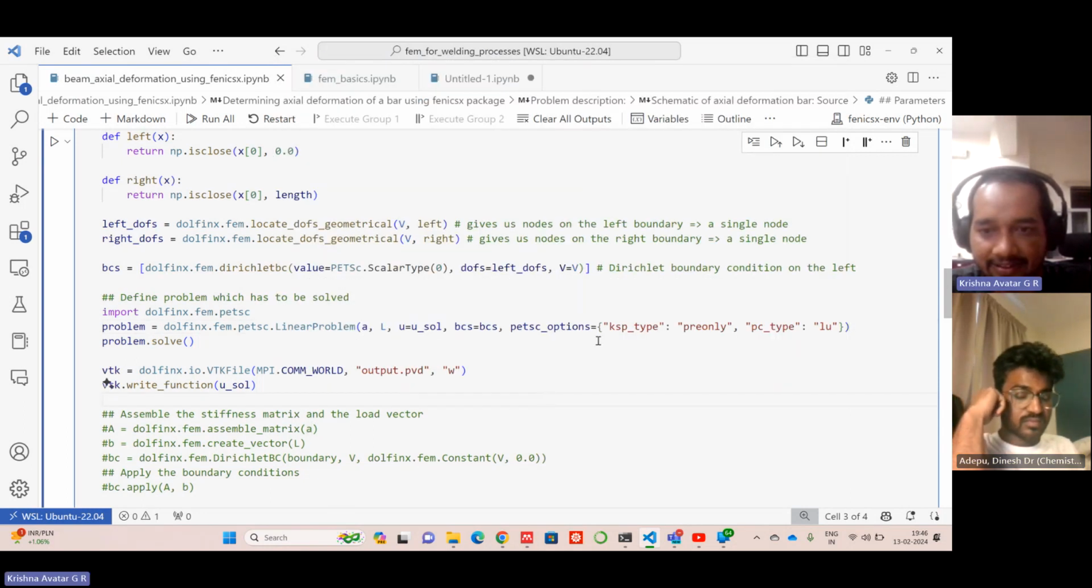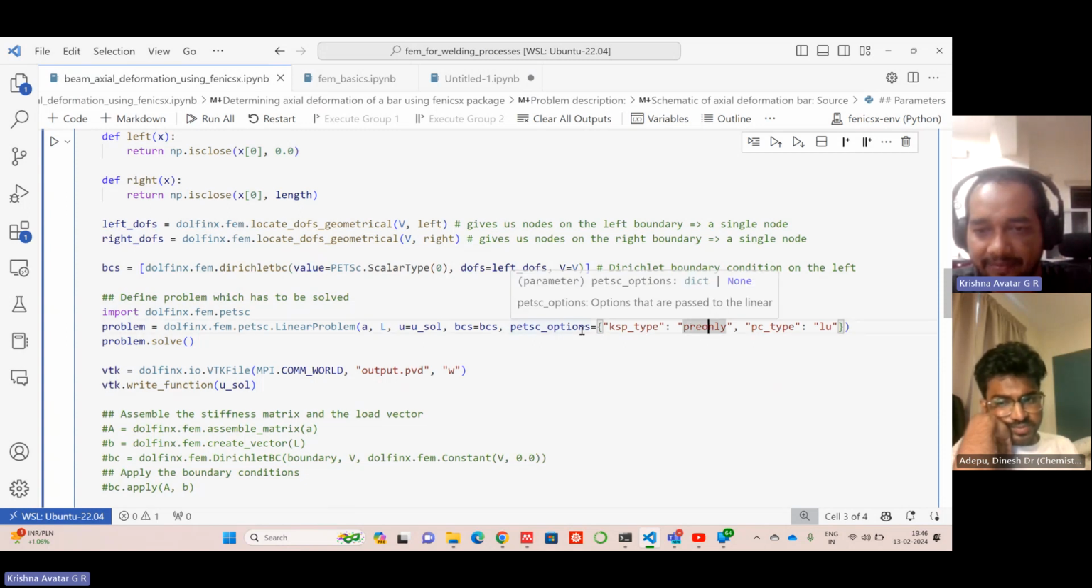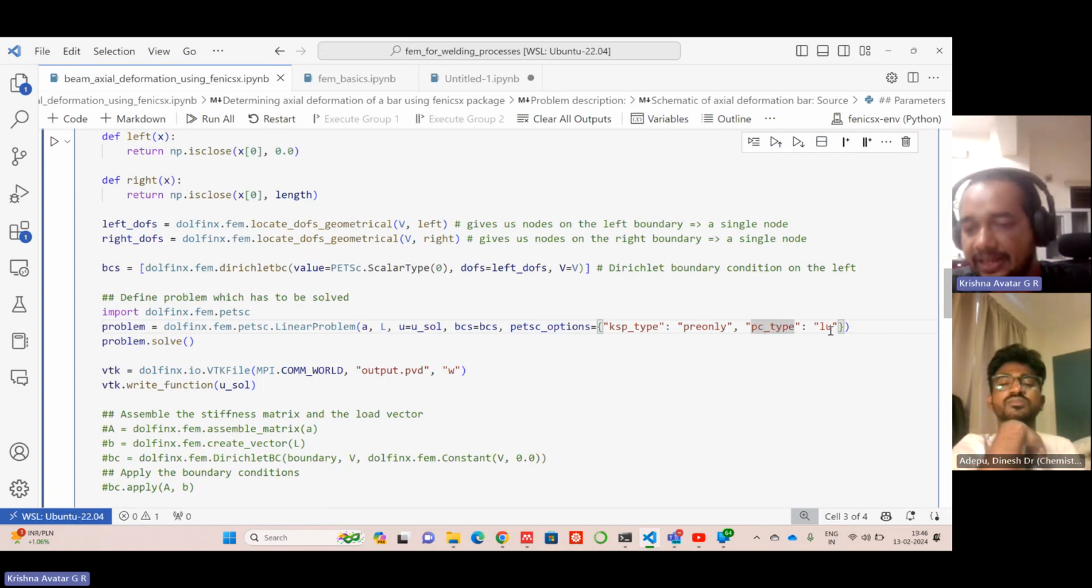And let's see here. So PETSc options: KSP type is preconditioner. I don't understand, I still have to look at what this KSP type is. No worries. And PC is the preconditioner type, which is LU decomposition. Yes. And now we can just solve the problem with dot solve, and the solution will be found in U solve.